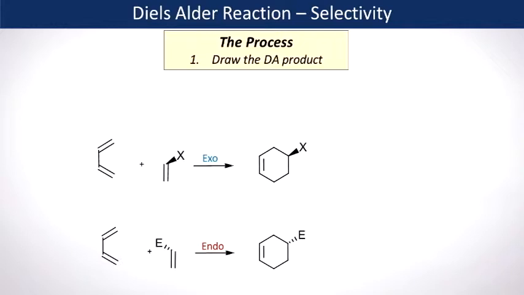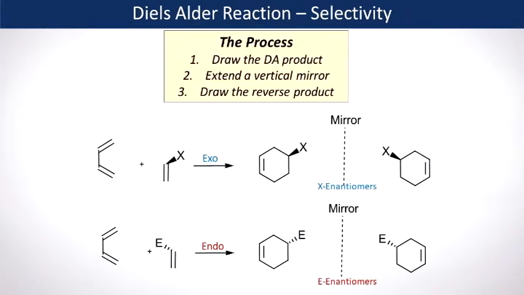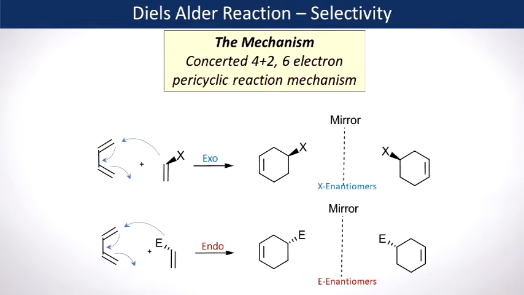Once we've drawn the exo or endo product, to get its enantiomer, simply draw a dashed line to represent the mirror. Once you've done that, simply reverse the drawing, and there you have it, the exo enantiomer and the endo enantiomer. We show you here the mechanism, which is a pericyclic concerted reaction of 6-electron movement to give you exo or endo.